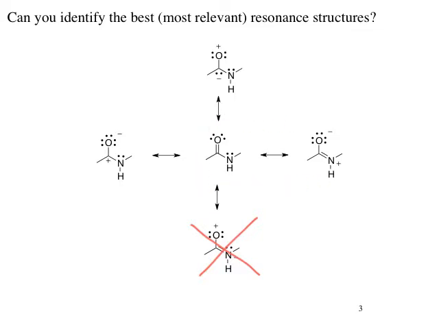Let's move to the second rule. We want to have a molecule that has a maximum number of covalent bonds.